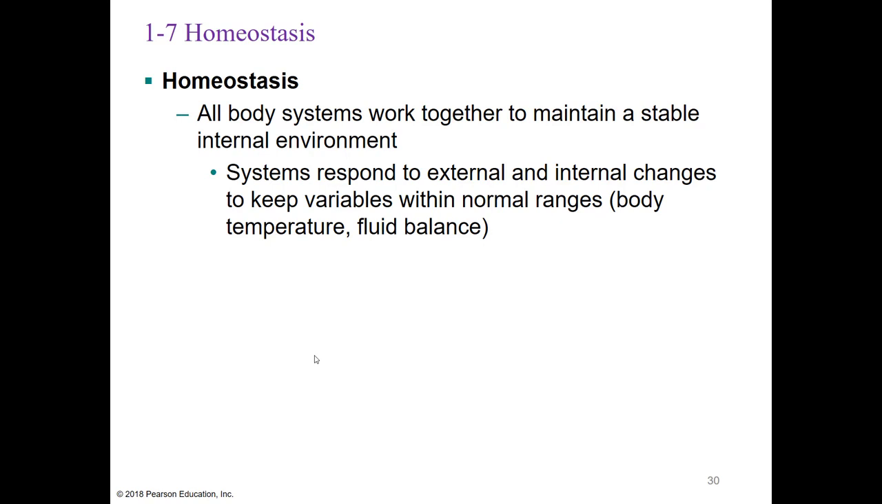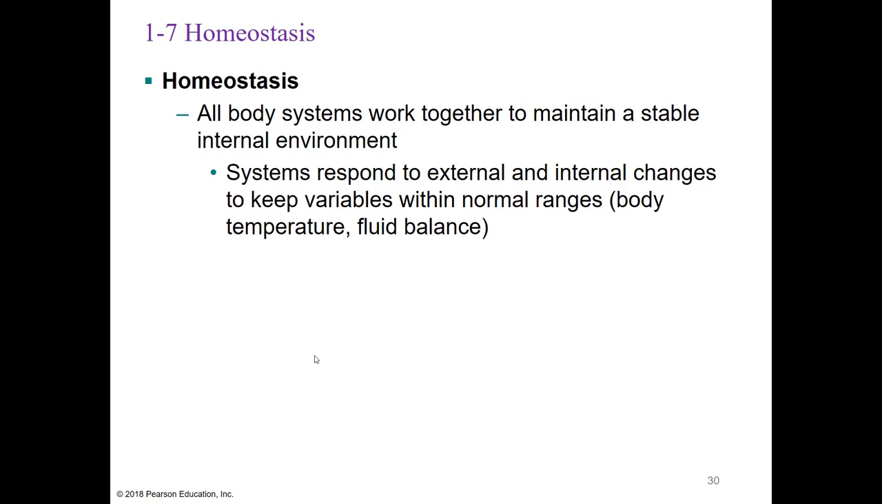Homeostasis. All body systems work together to keep a stable internal environment. Your systems will respond to any external and internal changes to help keep any variation within normal range. Would include things like your body temperature or your fluid balance. I like to remember homeostasis as equilibrium or just simply balance. Your body has a checkpoint for a lot of these important things. For example, body temperature, 98.6. And the body wants to remain within that normal range as much as possible.